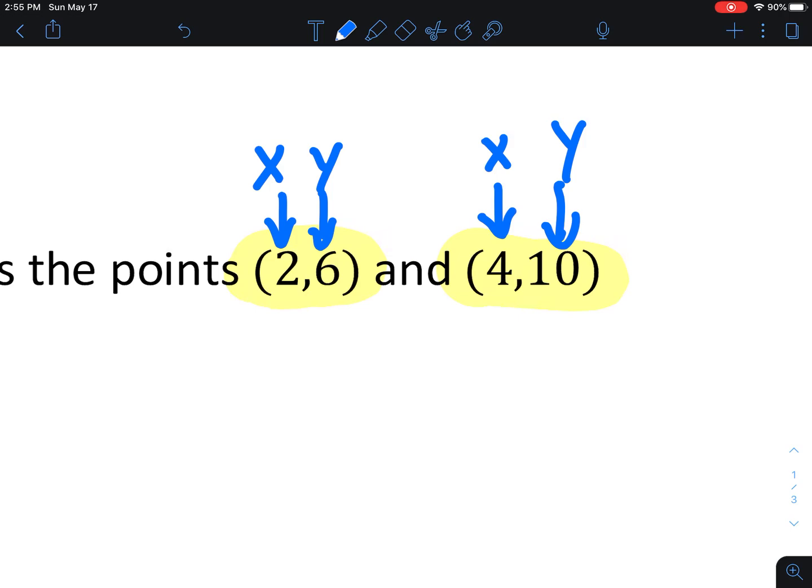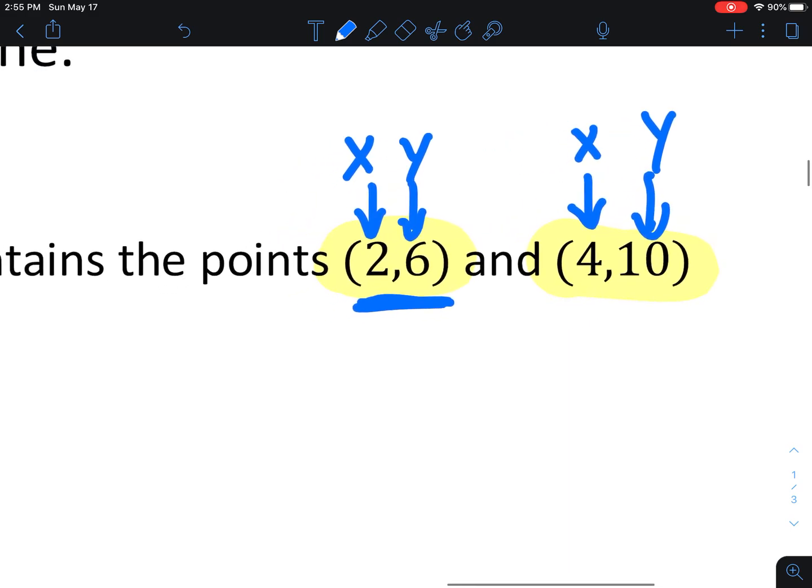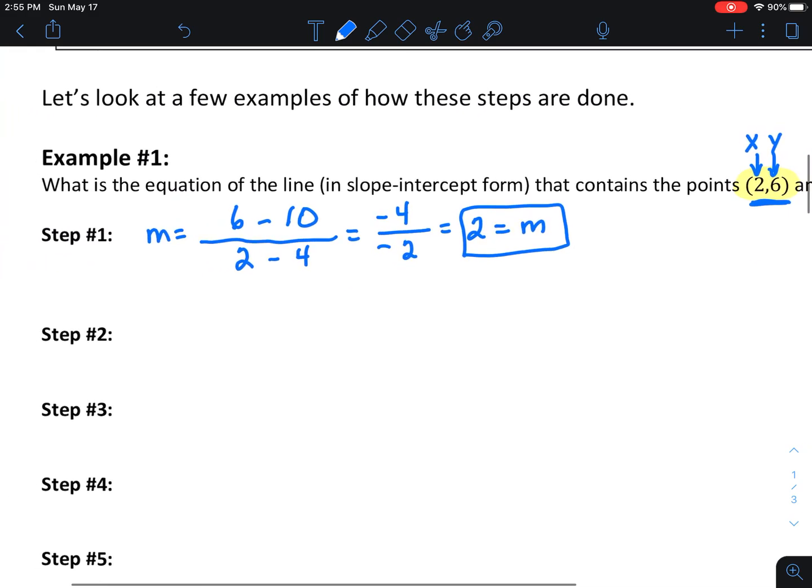So today, I'm going to say that we are going to use the point (2, 6) as our x and y value. So for step number 2, I'm going to write down that x is equal to 2 and y is equal to 6.